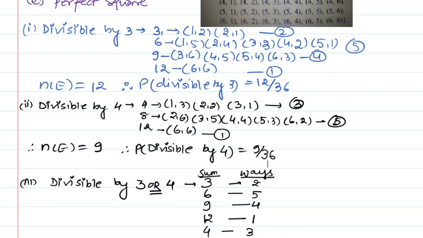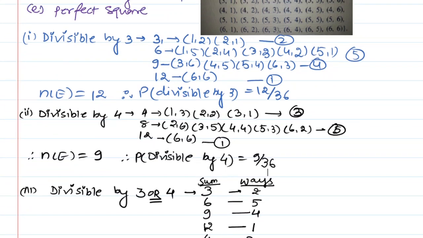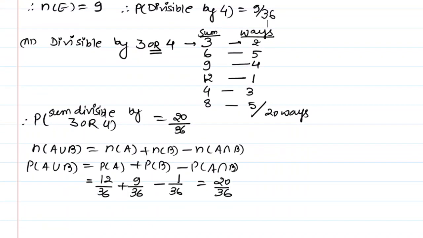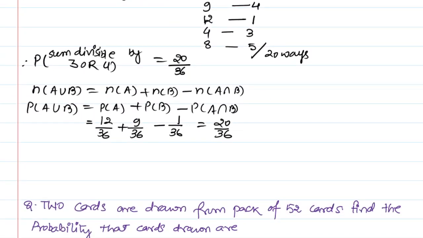Sorry, there is one more, divisible by 3 and 4. Okay, so already we have calculated, still I'll write it down. Probability of the number which is divisible by 3 and 4. So basically I'm talking about the intersection, which is nothing but number 12, and hence it is 1 by 36.